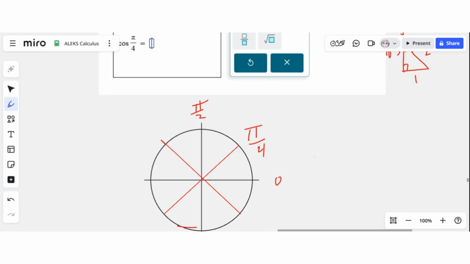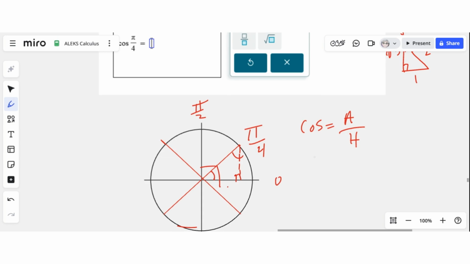Now, we want to find the cosine of this angle. To do that, we're going to drop a perpendicular down to the x-axis. And then we're just going to use our trig. We know that the cosine is the adjacent side over the hypotenuse. This triangle that I've just made is a 45-45-90 triangle. How do I know that? Well, this is 90 degrees, and I cut that in half to get pi over 4. Pi over 4 is half of pi over 2. So this is 45, this is 90, so this must also be 45.